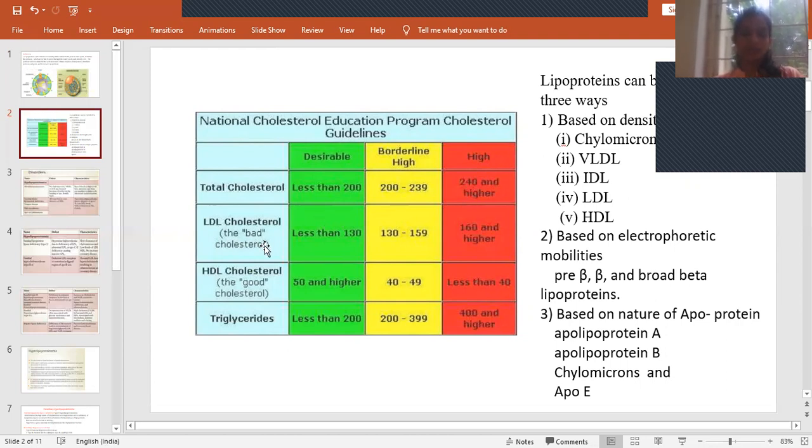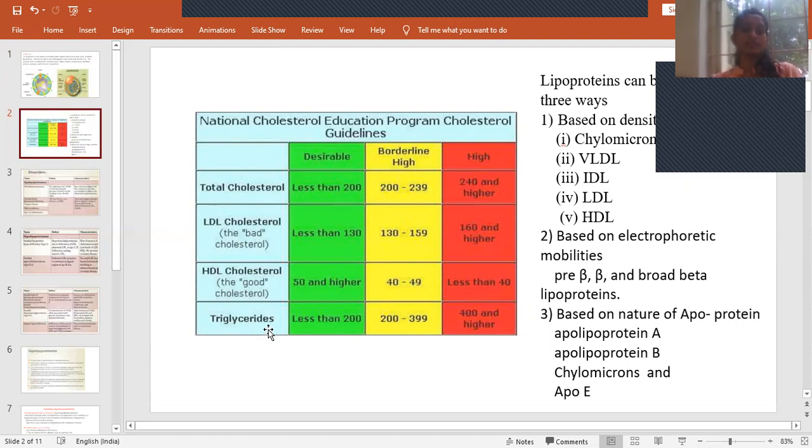Then LDL cholesterol, which we consider a bad cholesterol, should be less than 130. If it is between 130 and 159, it's borderline. If it is greater than 160, we consider it a serious or high range. And HDL cholesterol we call the good cholesterol. The higher it is, the more benefits it has. 50 and higher is normal, 40 to 49 is borderline, and if it is less than 40, it's a serious condition, which means we have to treat it.